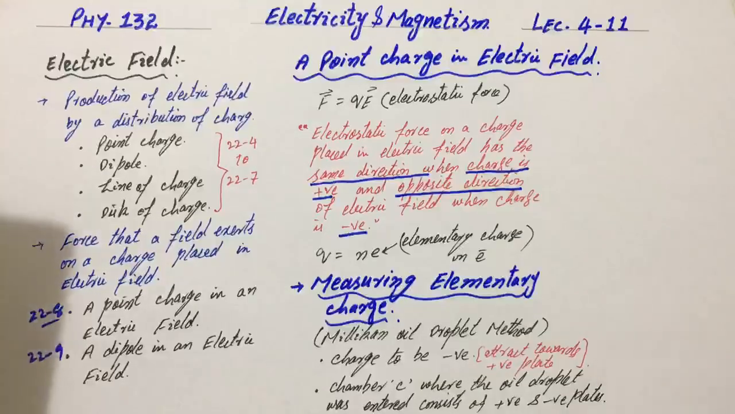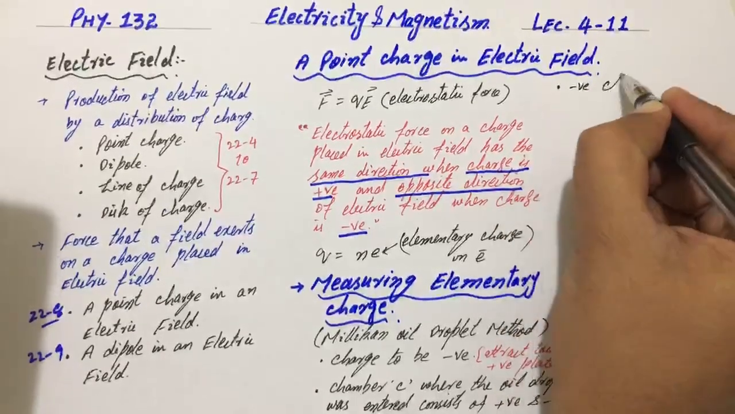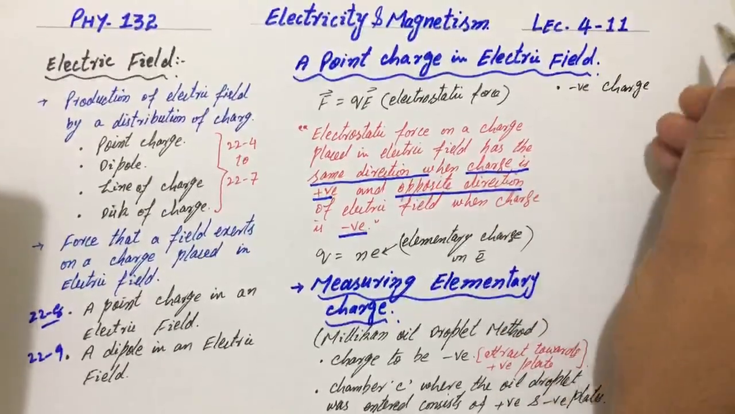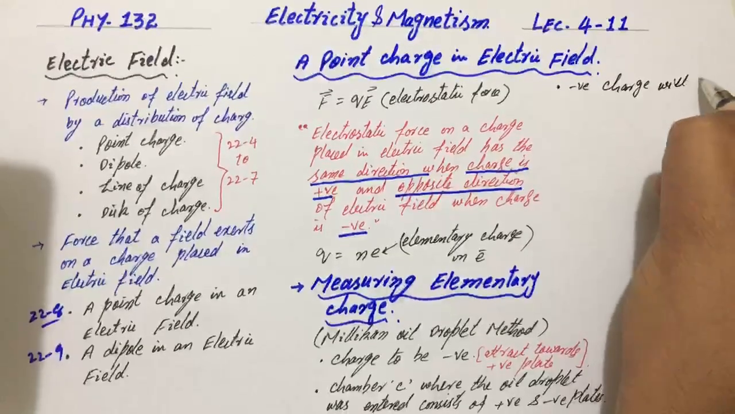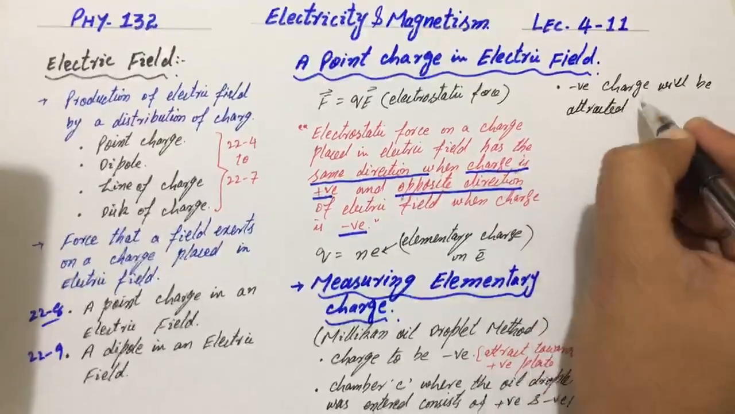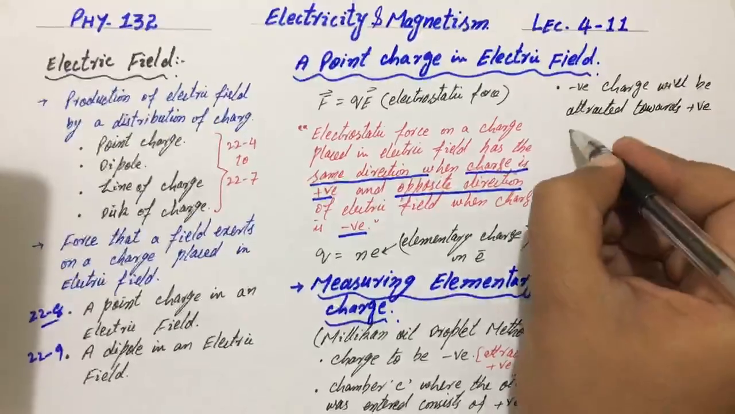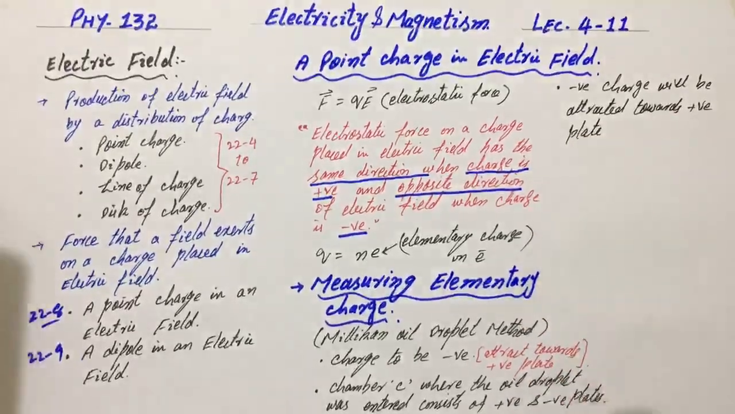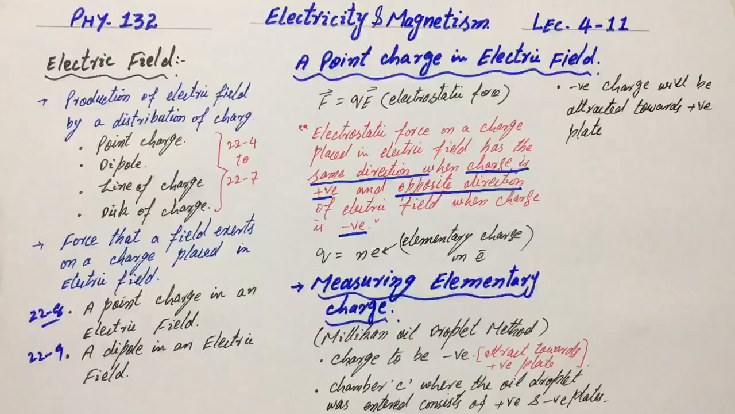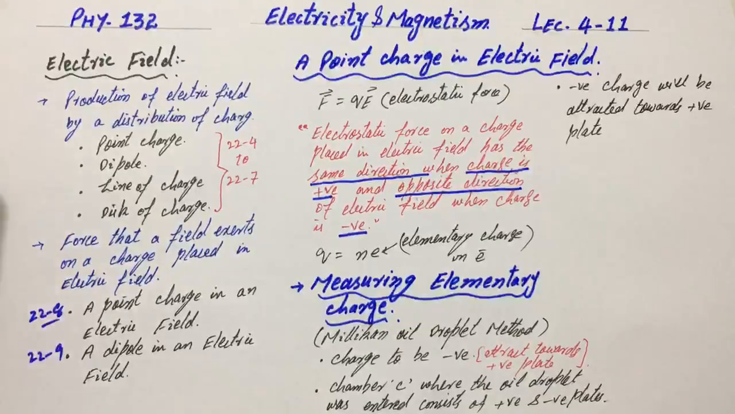So after the application of the electric field, if the plates are connected, field is being applied, then the charge will be attracted towards the positive plate. So the negative charge will be attracted towards the positive plate, and vice versa. If it is a positive charge, then accordingly it will be attracted towards the negative end of the battery.